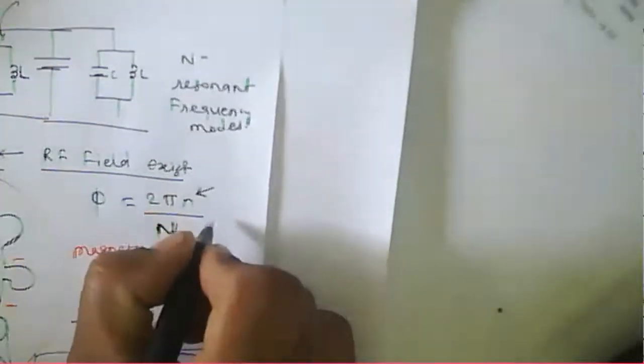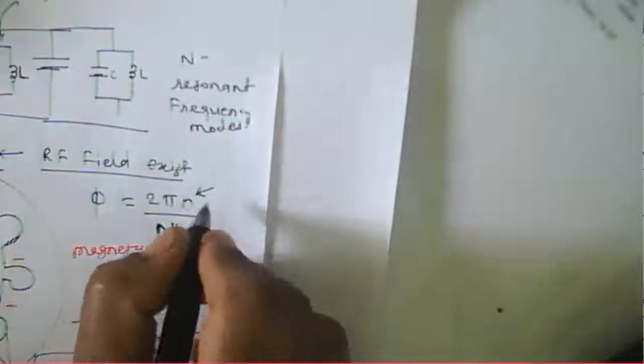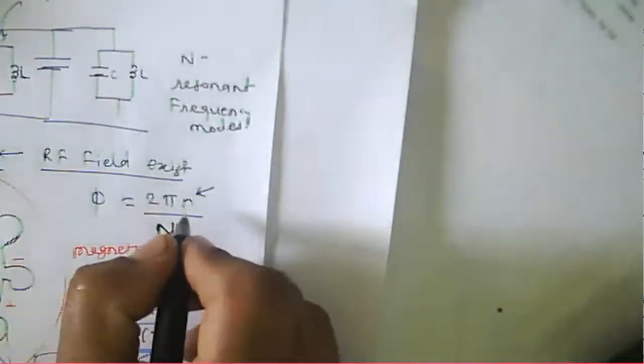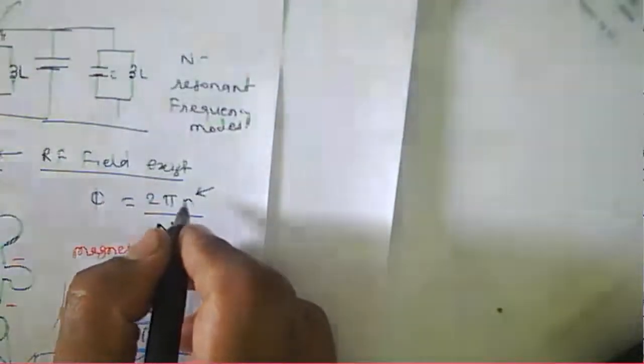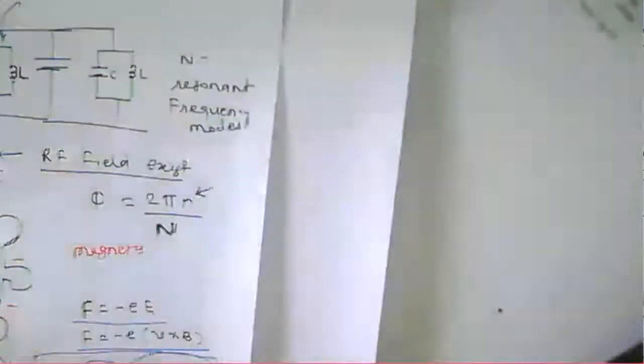n will not be equal to 0. You start from 1, 2, 3, likewise, up to N/2. So n will not be 0, because if n is 0, then there is a zero RF field. That's why we consider that.